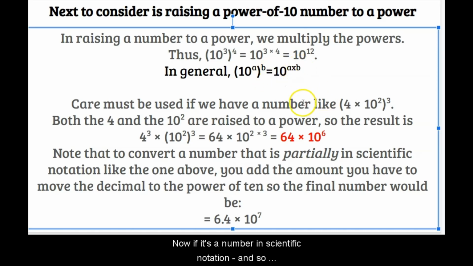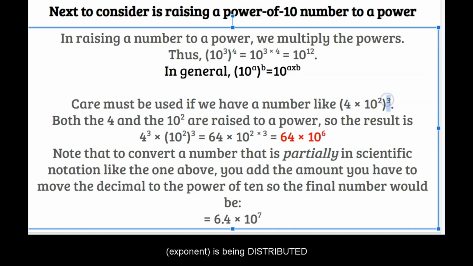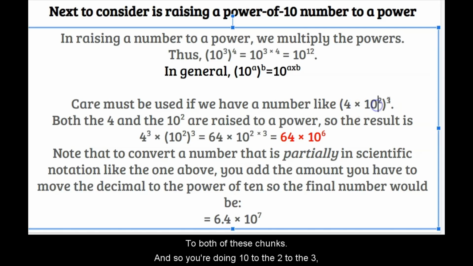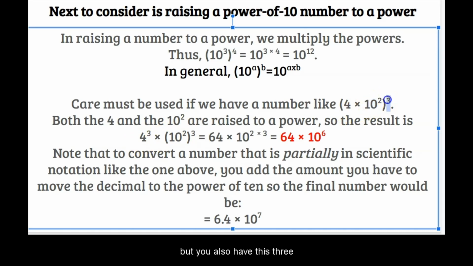Now, if it's in scientific notation, and so you have a number at the front, you can't forget that this is being distributed to both of these chunks. And so you're doing 10 to the 2 to the 3, but you also have this 3 going down to this 4. So what you would have is 4 cubed, or to the 3, times 10 squared, also cubed. And so 4 cubed is 64, because 4 times 4 times 4. And here we have 2 times 3, and so that one we are actually multiplying them. So that would end up 6.